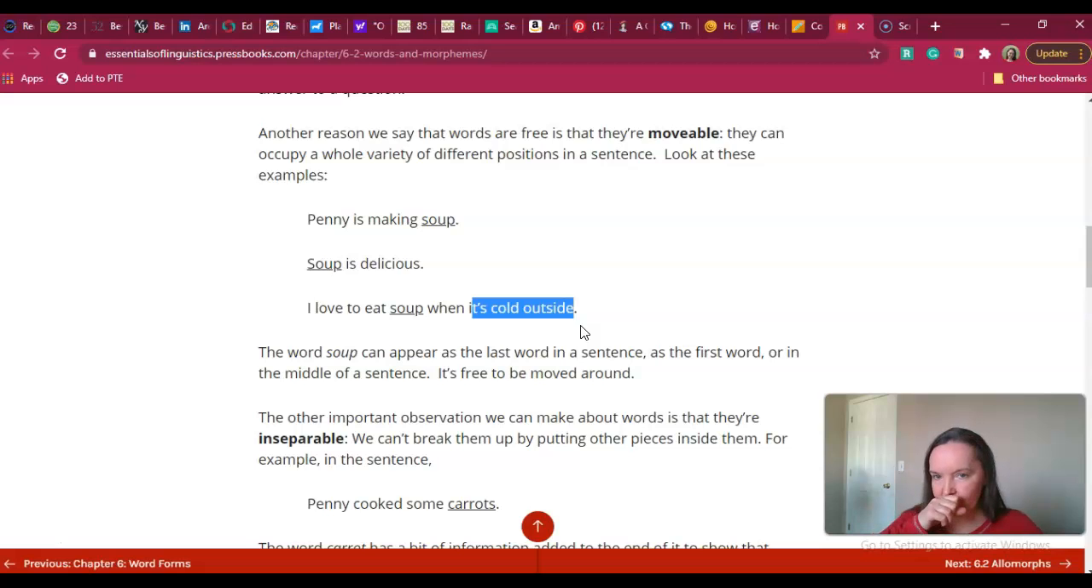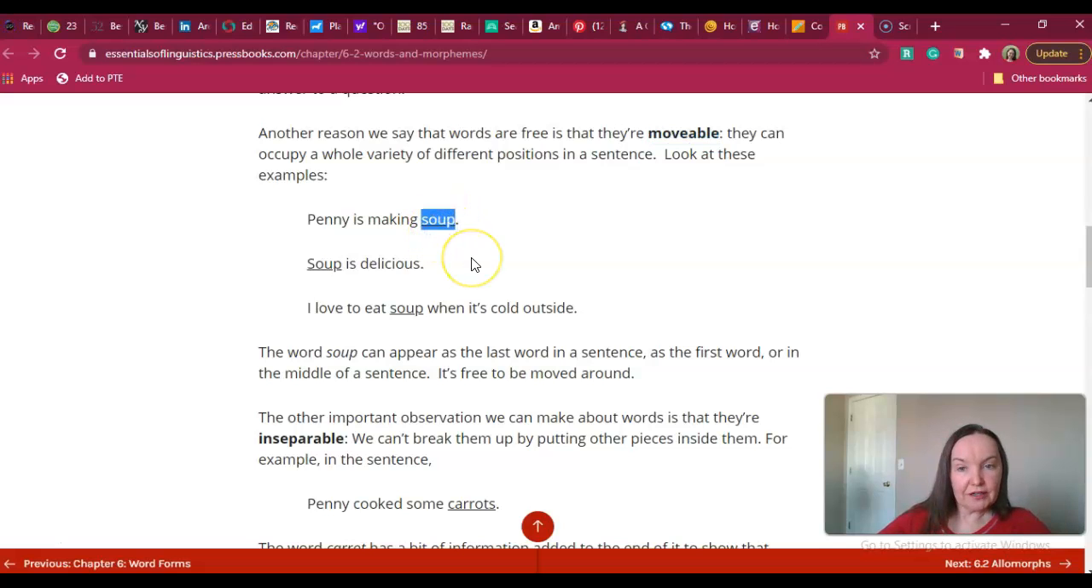Okay, so despite all of that explanation of word order, this is something we'll come to in a little bit more detail when we get to Module 4, which is syntax, but it's giving you a little preview. So another thing we can say about words, however, is that they are movable. They can occupy different positions in a sentence. So soup is the example we're looking at here. Soup is the object of the verb is making in the first sentence. It is the subject of the sentence in the second example. And it's another object over here in the third example.